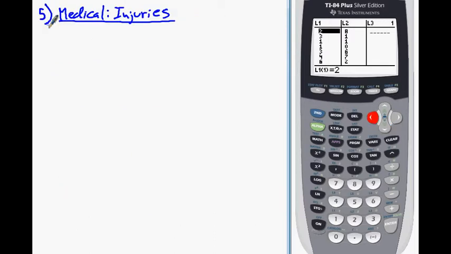In question number 5, we're given data on the number of injuries that occurred at different landings along the Grand Canyon and the Colorado River. And so they've broken up into 2 regions, the Upper Canyon and the Lower Canyon. And I've already entered in the data. L1 is the Upper Canyon, and I've entered the Lower Canyon into L2. And in Part A, we're simply asked to calculate the mean, median, and mode.